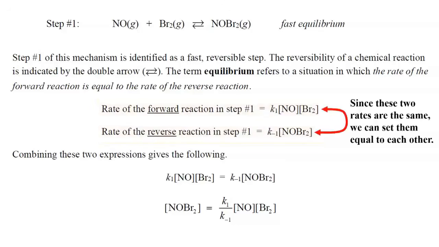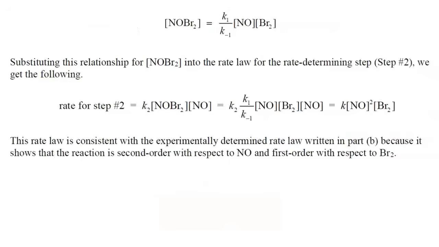Well, since these two rates are the same, we can set them equal to each other. And now that we do that, we can go ahead and solve for the concentration of NOBr2 by putting that expression on a side by itself. So concentration of NOBr2 is equal to K1 divided by K-1, and then times the concentration of NO times the concentration of Br2. And why are we doing this? Because now we can substitute for NOBr2 and get rid of it in our rate law.